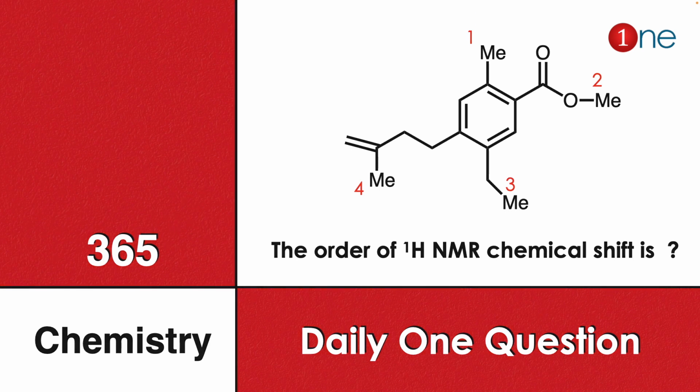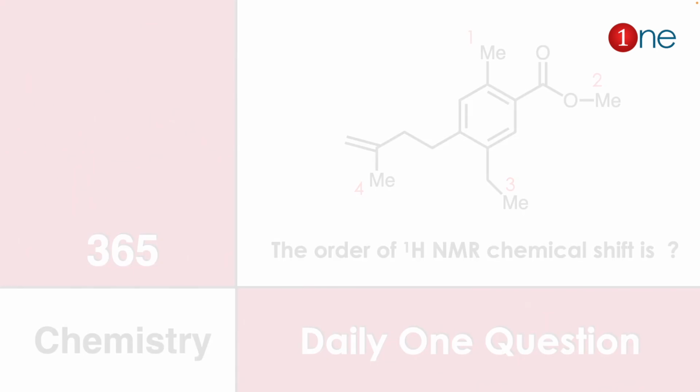Daily one question for you. Here benzene is there. You have multiple attachments: methyl, ester, ethyl and a side chain alkene. Four different hydrogens are specified. You have to arrange them by proton NMR chemical shift.